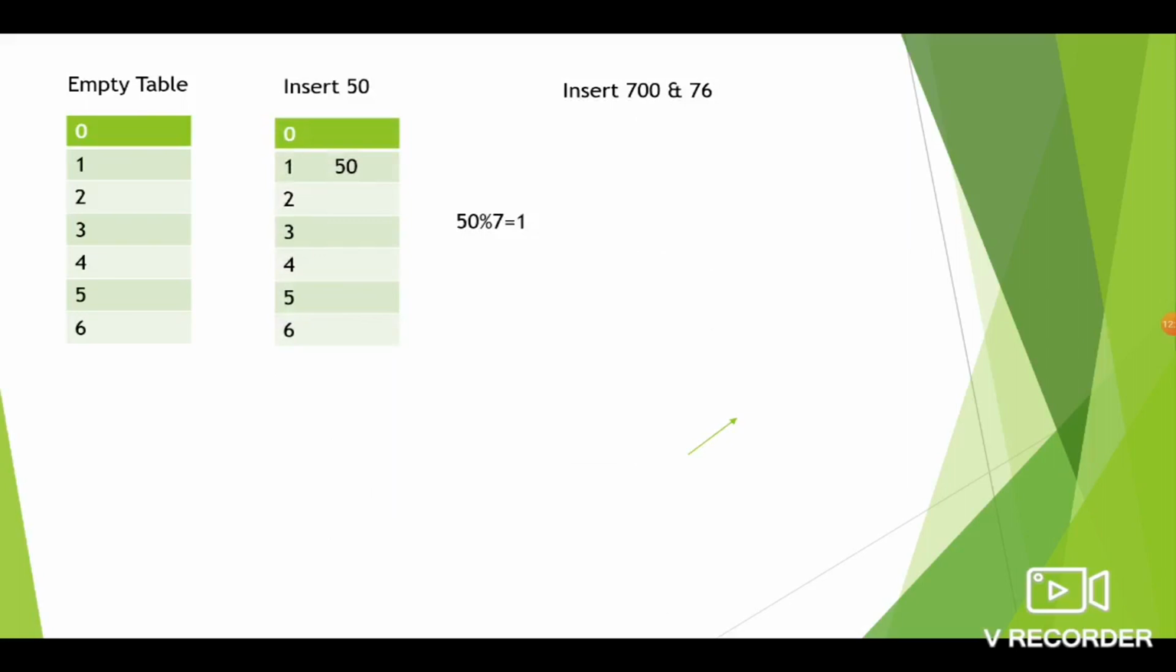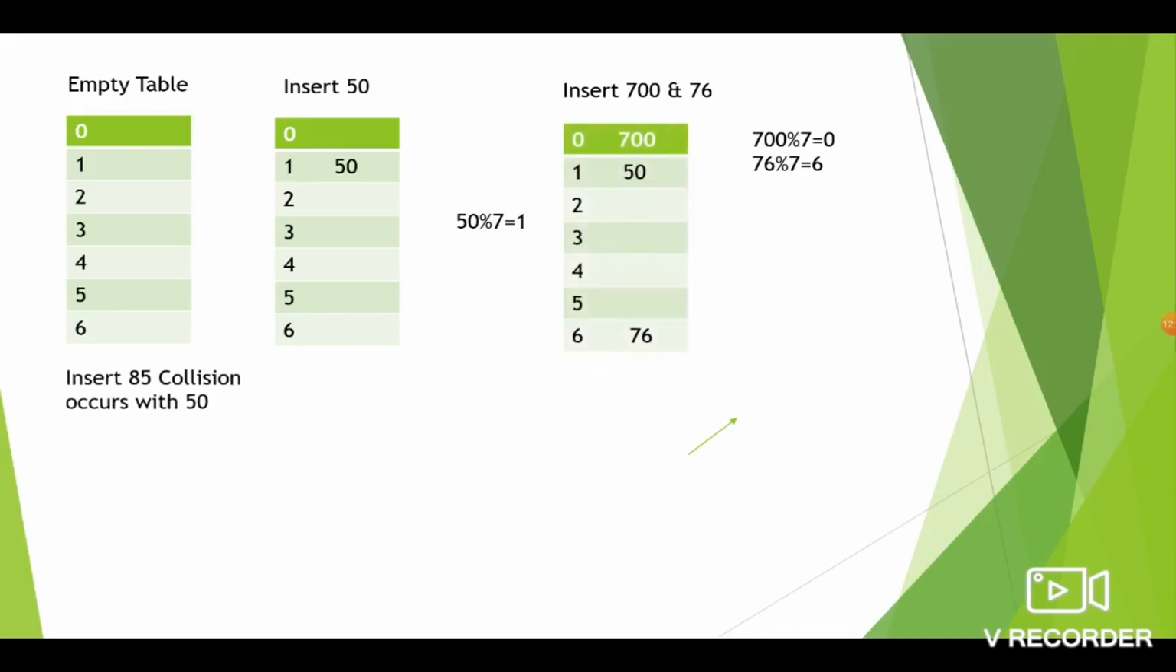Next I am inserting the value 776. 700 modulus 7 gives you 0 and 76 modulus 7 gives you 6. So they are inserted in their respective places. When we insert 85, it is colliding with the element 50 because 85 modulus 7 is 1.